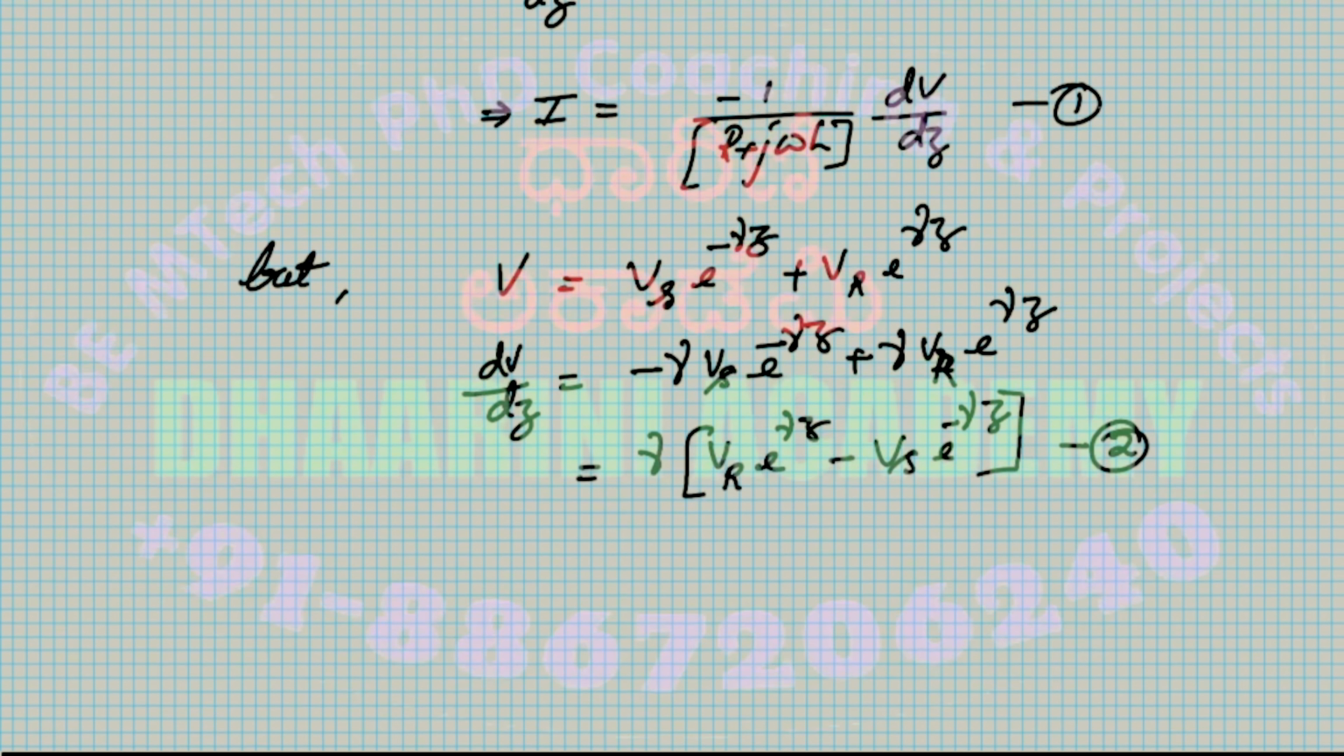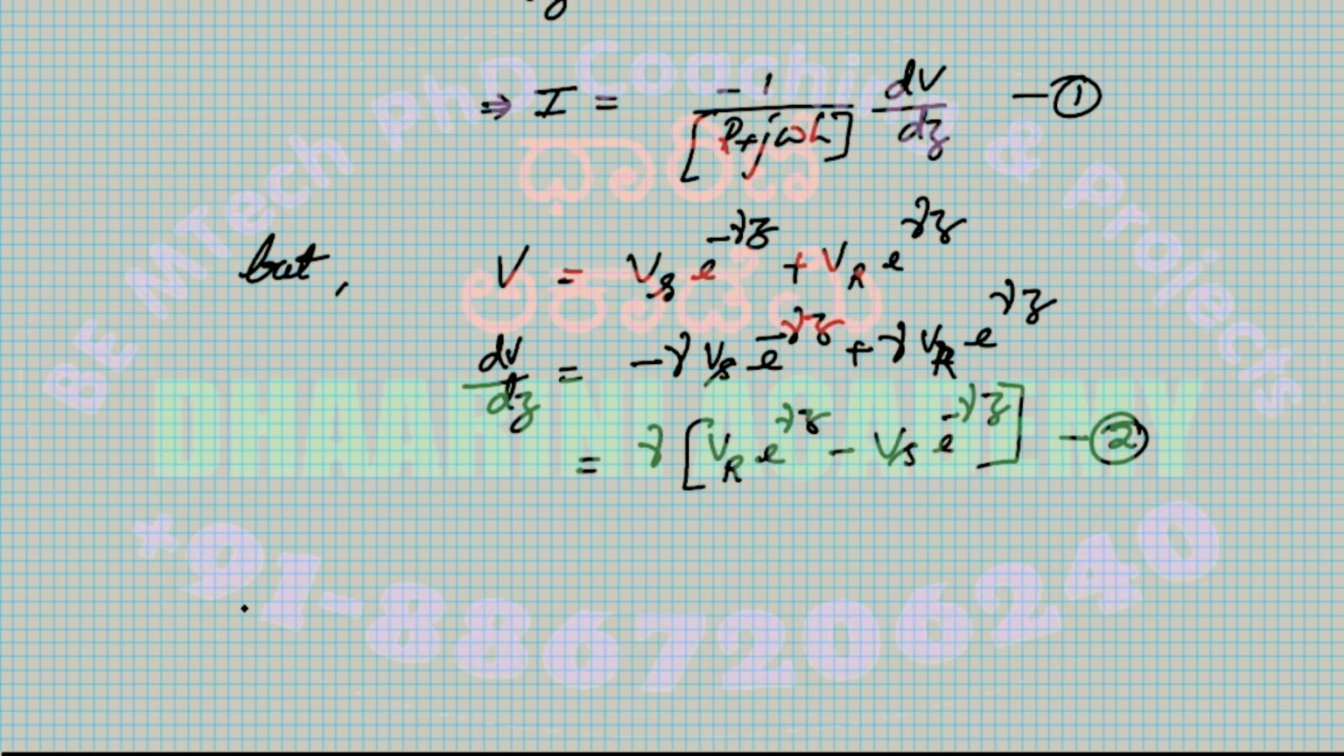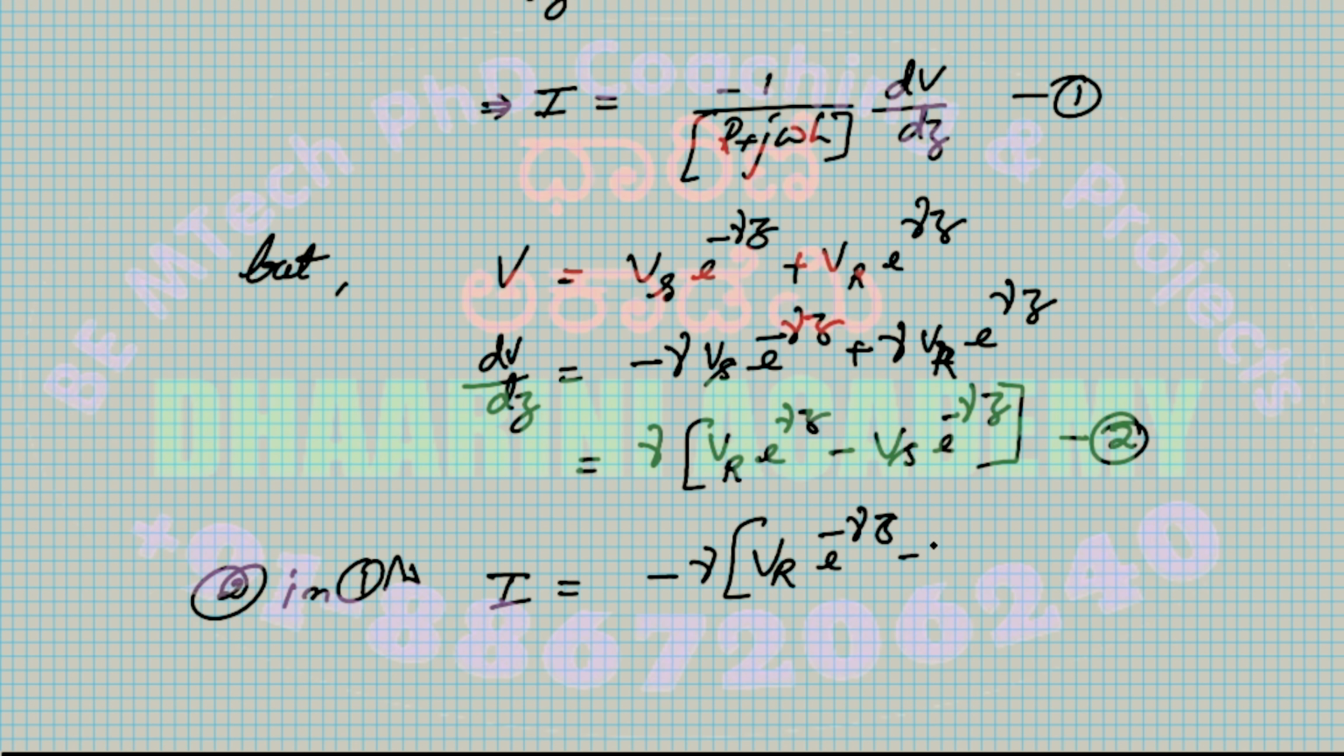Okay, so this is equation number 2. Let me substitute 2 in 1. That means what happens to I now? I is equal to minus of gamma into Vr e to the gamma z minus Vs e to the minus gamma z, all divided by R plus j omega L.